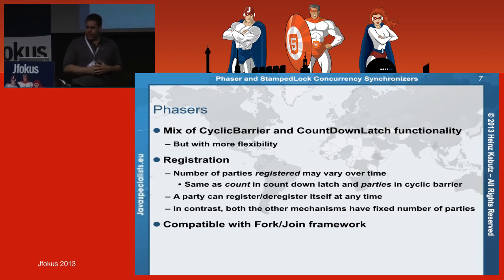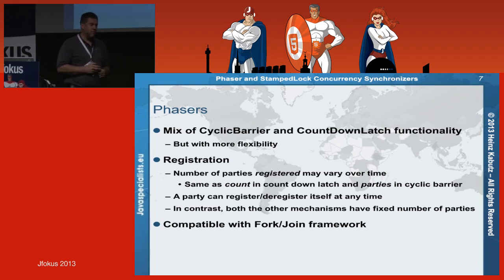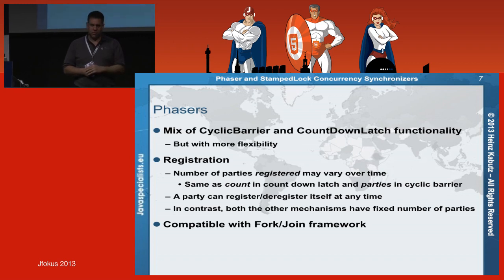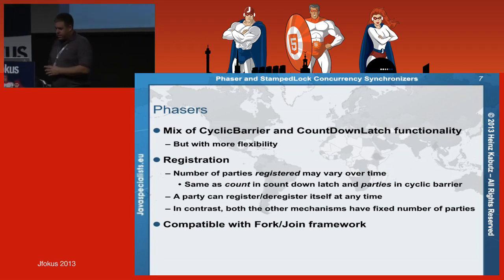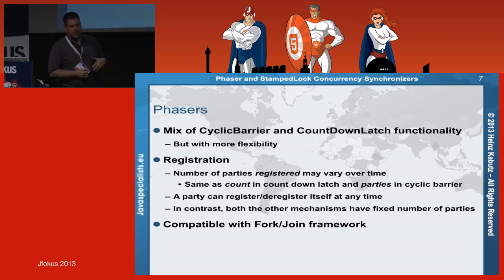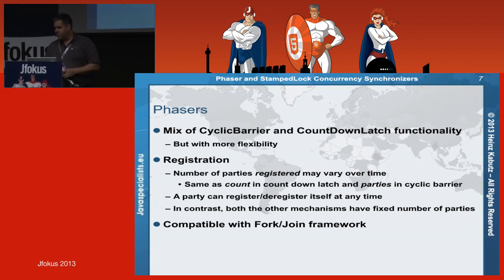And another thing which is quite nice with the phaser is that it's compatible with fork join. In fact, it's the only synchronizer that you can use with fork join. And with fork join, fork join allows you to specify the parallelism of the fork join thread pool when you construct it. By default, it's according to the number of cores in your system.